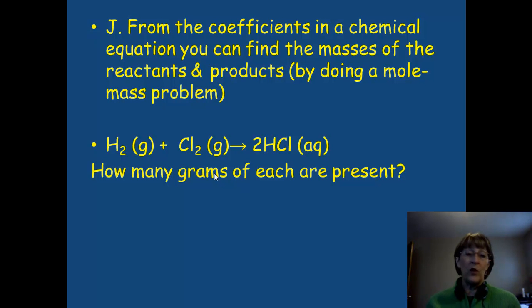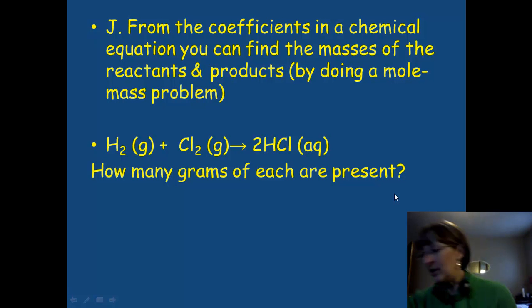So for example, when you have H2, it's in a gas form. You guys know hydrogen is a gas. Plus Cl2, that's also in a gas form, and you produce HCl. And you notice it's a balanced equation. We have 2 H's on the left, and 2 Cl's on the left, and over here we have 2 of the HCl's, right? That's like writing HCl, HCl. If we write HCl, HCl, we have 2 H's and 2 Cl's. Notice that it's aqueous. How many grams of each are present?